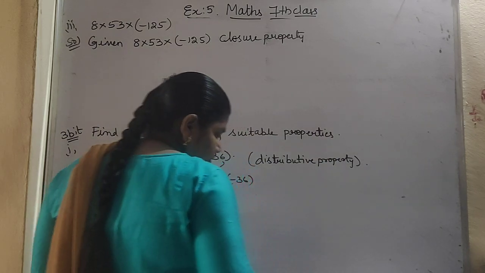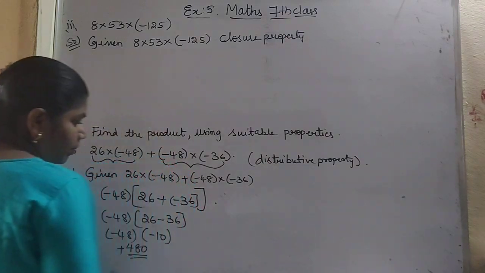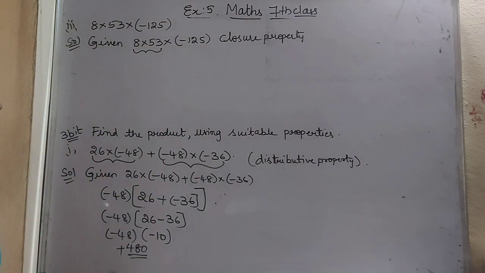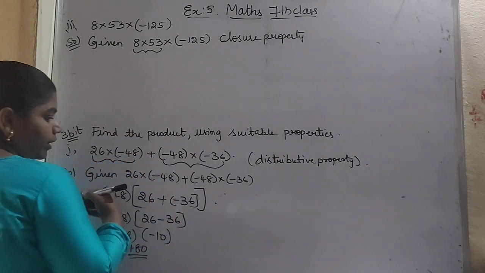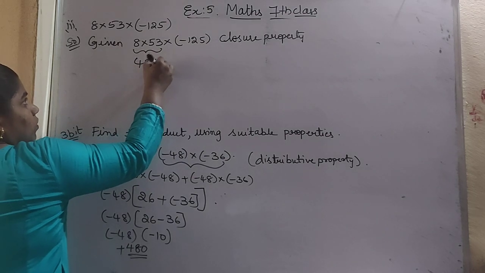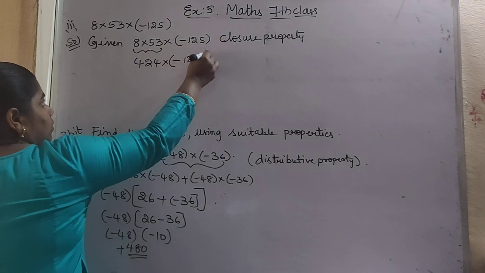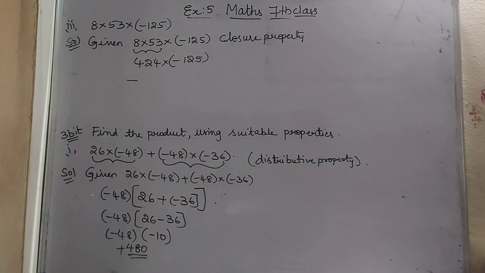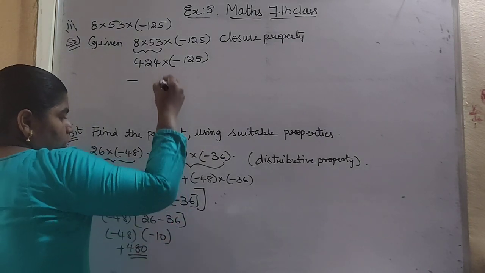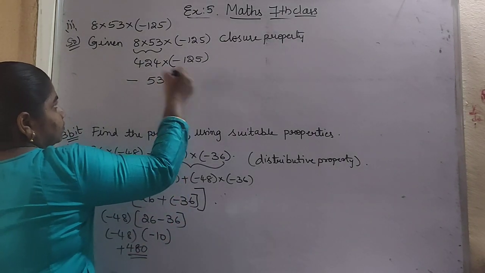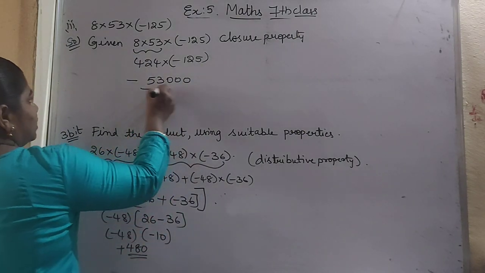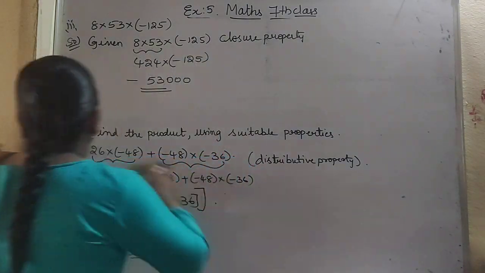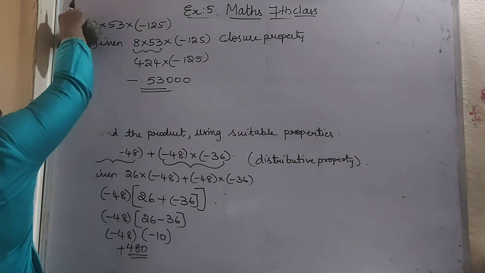So now just multiply the terms. First I am multiplying this 8 into 53. So 8 into 53 is how much? That will be 424, into this value. Multiply these two terms, plus into minus will be minus. So 424 into 125 will be equals to 53,000. Okay, so this is our answer. So the answer is minus 53,000. We are using closure property. So next one, this is the second one.